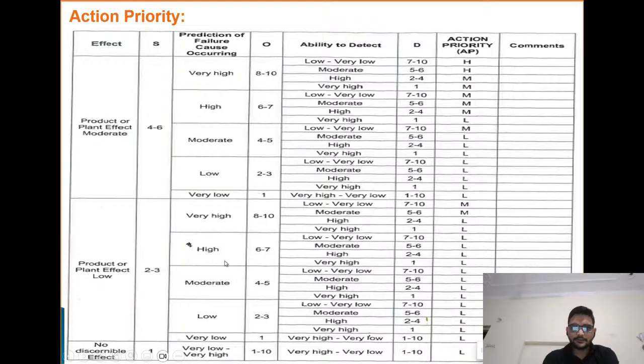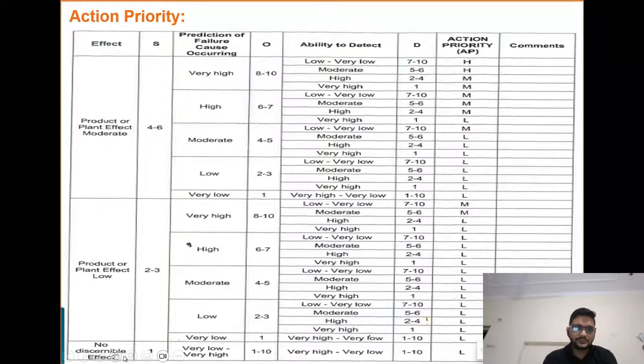In case of severity 2 to 3 and occurrence is 6 to 7 and detection is 1 to 10, all are low. In case of severity 2 to 3 and occurrence 4 to 5 and detection 1 to 10, all are low. In case of severity 2 to 3 and occurrence 2 to 3 and detection is 1 to 10, it is low. In case of severity 2 to 3, occurrence is 1 and detection is 1 to 10, it is low, meaning no effect of reduction.